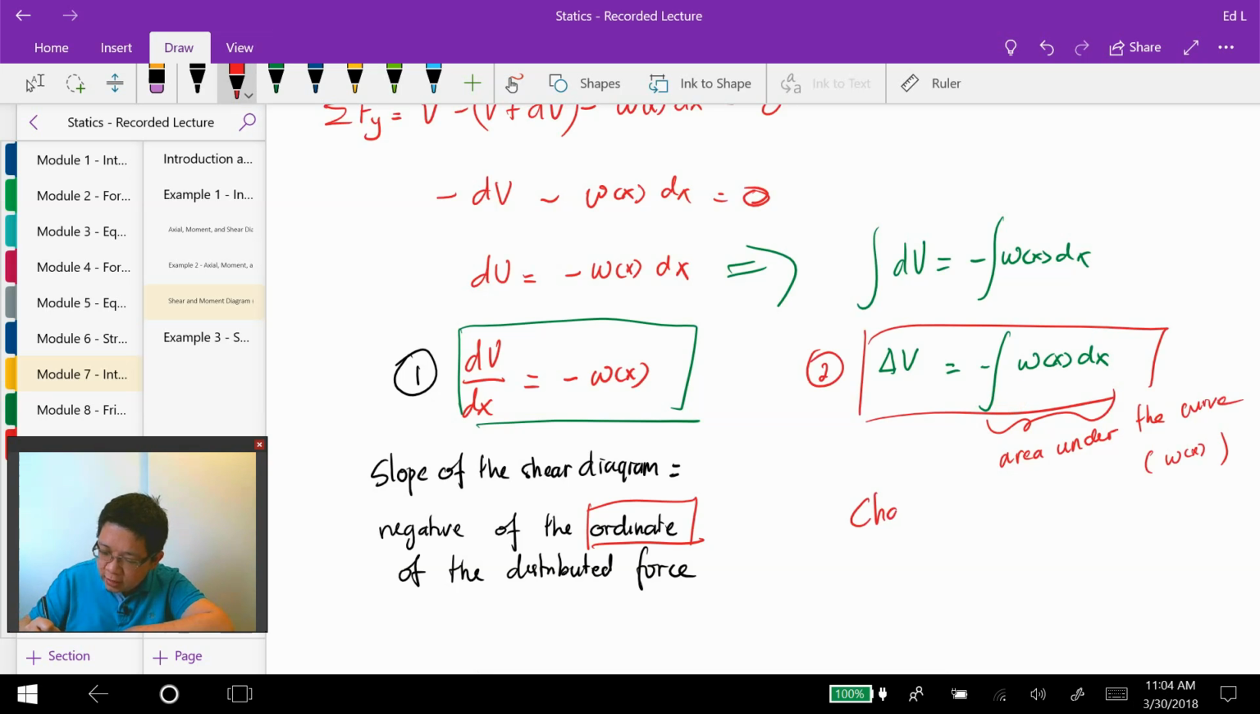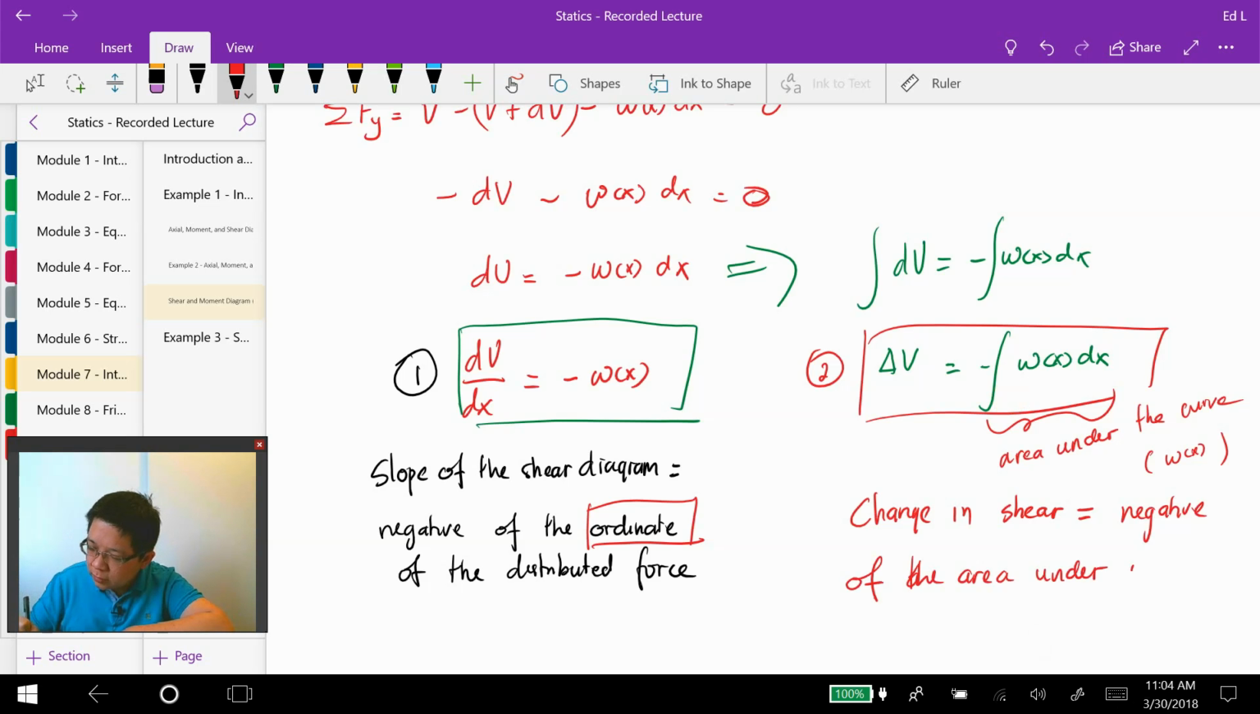that the change in shear is equal to the negative of the area under w(x), under the distributed force. So this is the second rule.